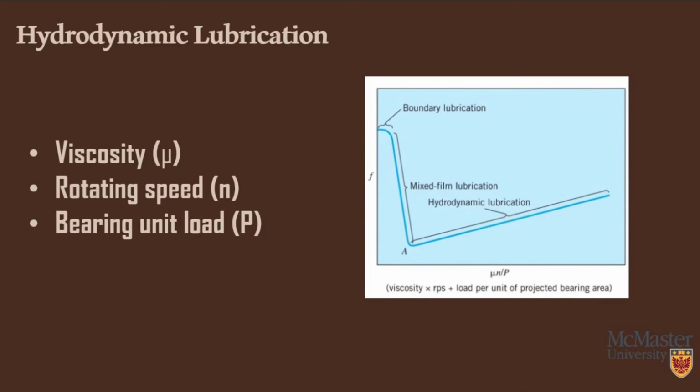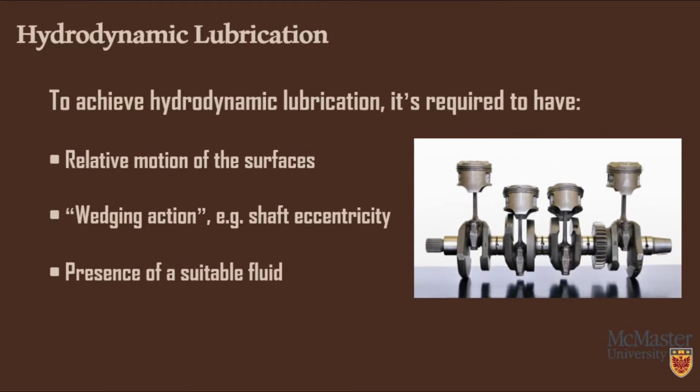There are three things that should be mentioned in hydrodynamic lubrication, especially in the calculation part. They are the viscosity mu, rotating speed n, and bearing unit load p. In order to achieve hydrodynamic lubrication, it is necessary to have number 1, relative movement of the surfaces, number 2, wedging action, and number 3, presence of a suitable fluid.